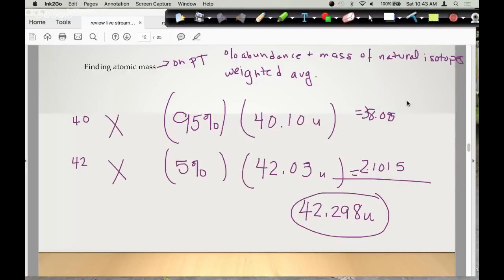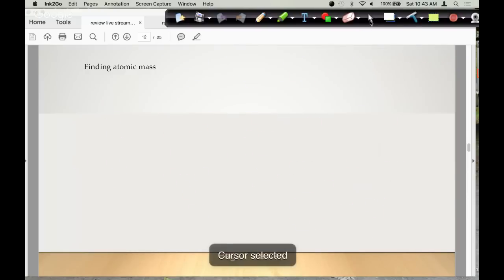So you multiply percent times the mass, and the other method that you could have used instead of pressing the percent in your calculator is that 95% is equal to 0.95. Instead of pressing the percent, you could multiply by 0.95. Instead of pressing the percent, you could have multiplied by 0.05, or you could have multiplied the two and then divided the whole thing by 100. But either way, there's no dividing in a weighted average. You're going to multiply mass times percent, and then add up the results.